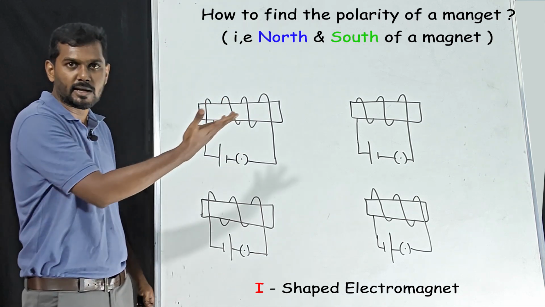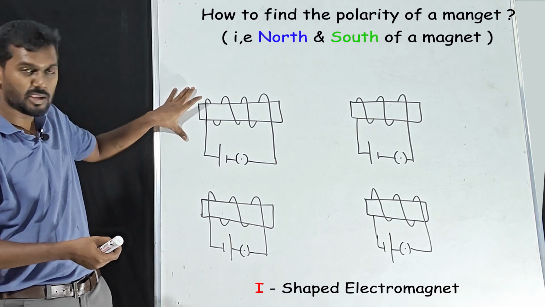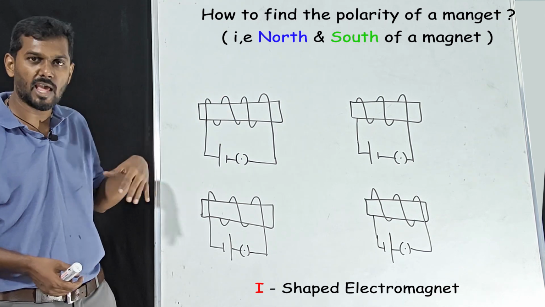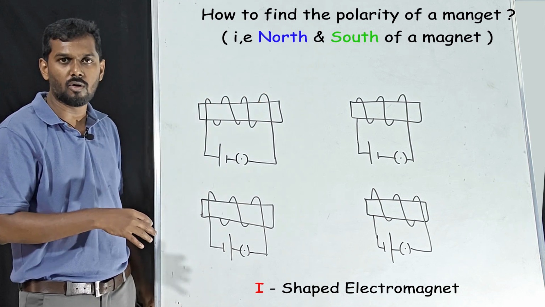Here, the electromagnet. This is very much important. This is what they can ask. They can give you the diagrams, any one of the diagrams. These are the only possible 4 diagrams. So they can give any one of the 4.